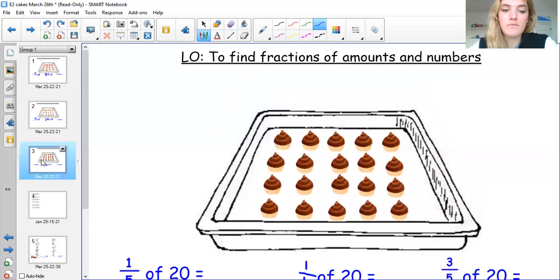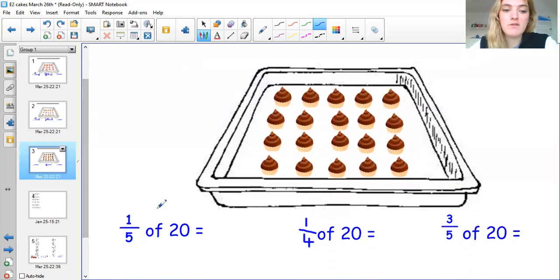Okay, same here. If we're finding a fifth, divide by 5. 20 divided by 5 because there's 20 cupcakes in total, and that will get you your answer. A quarter of 20. How many 4's go into 20? You're dividing by 4, and that will get you your answer.